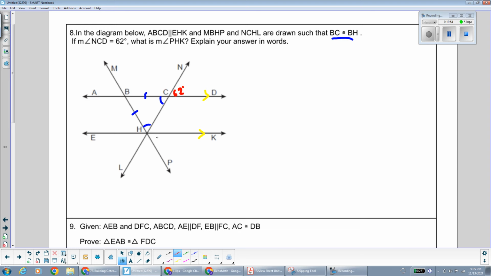So we're looking for this angle here. And we do need to explain in words how we got our answer. So anything we mark in the diagram has to be explained in our explanation, else we will not receive credit for it. What I noticed first is that these are vertical angles. So that's 62 as well. And that means this one has to be 62 also.